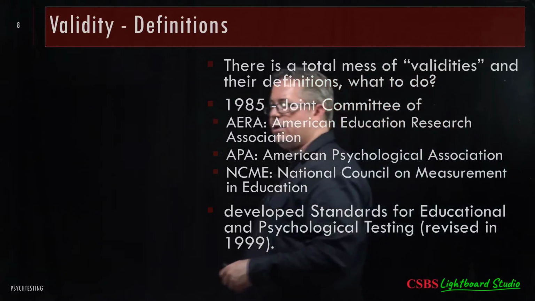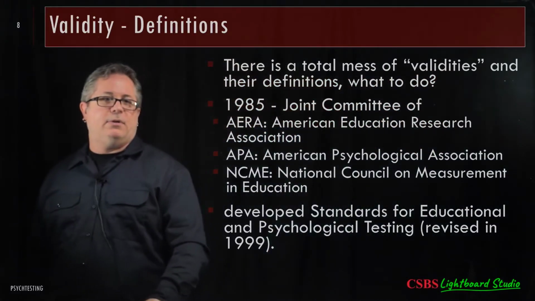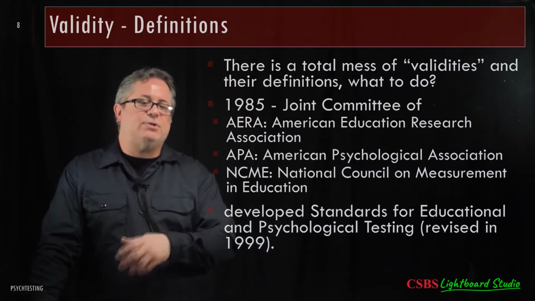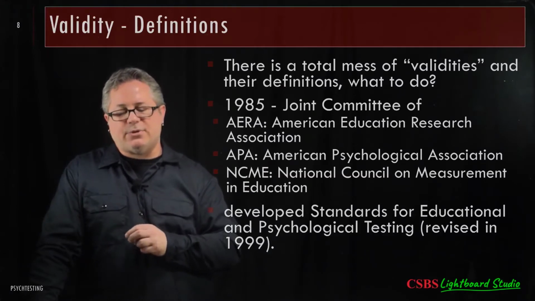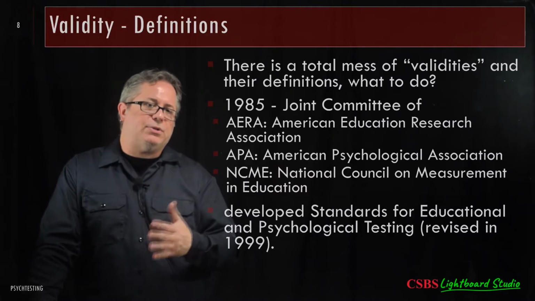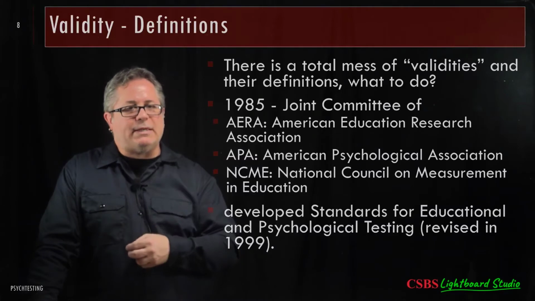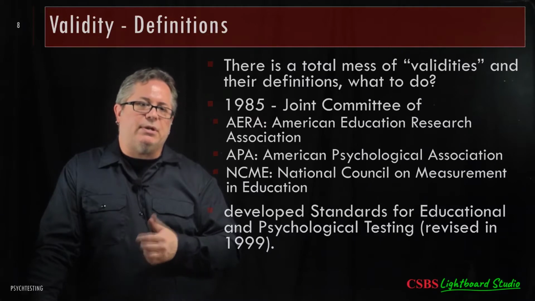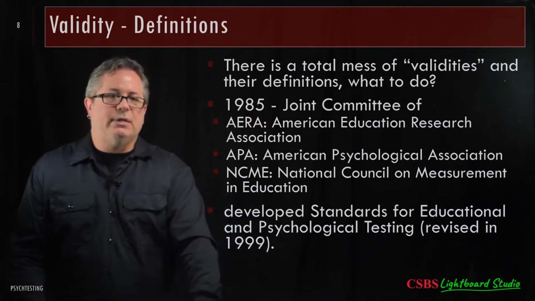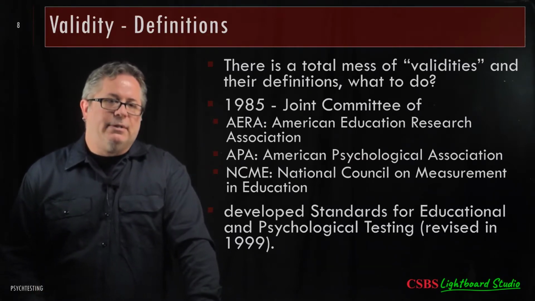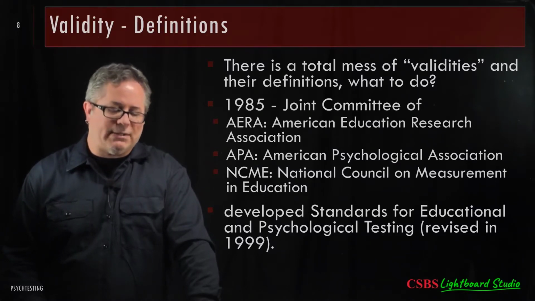So there is a total mess of validities and their definitions that we've just covered. There's all these different definitions, and there's even more. It goes on and on and on. There's all kinds of definitions of validity, and I went through a lot of those just to give you an idea of just how complicated and messy this idea of validity gets. So by 1985, there's a joint committee of the American Education Research Association, the APA, which is the American Psychological Association, and the NCME, which is the National Council on Measurement and Education, developed standards for educational and psychological testing, which was then revised again in 1999.